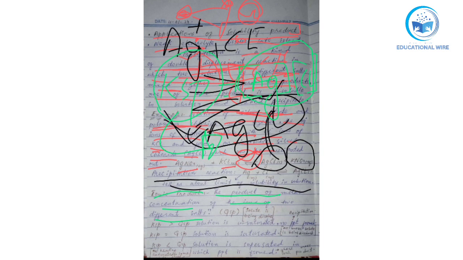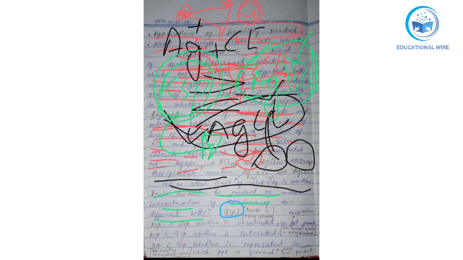It is the product of the molar concentrations of the ions of two different salts, and it is represented by Qsp. You can see it is represented by Qsp. Now, what is Qsp? Qsp is the ionic product. What is Ksp? It is the solubility product.